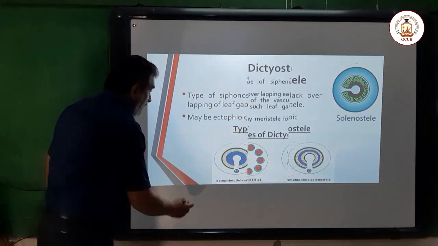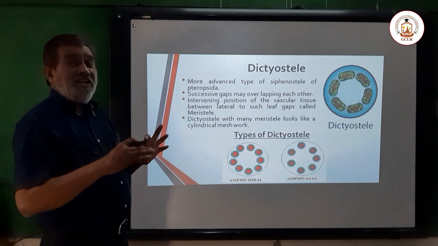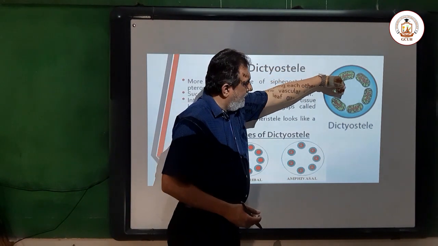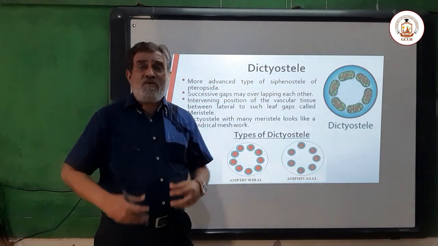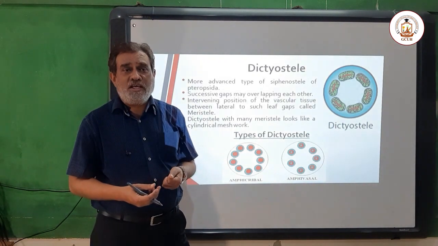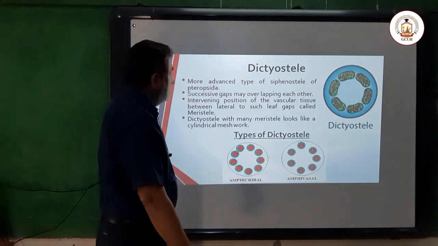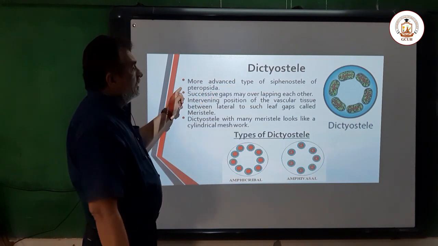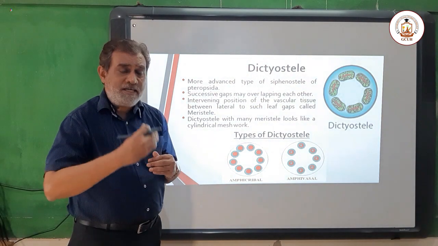So next, if we go to the next, we'll take CHIOST. Now, the scenario has been completely changed. If overlapping is here, this xylem phloem, xylem phloem, xylem phloem, as you have studied in your first year intro, when you studied the anatomy of the monocot and dicot stems, then you will find this type of vascular bundles arrangement or the stellar region. More advanced type of the stele of pteropsids means higher vascular plants.